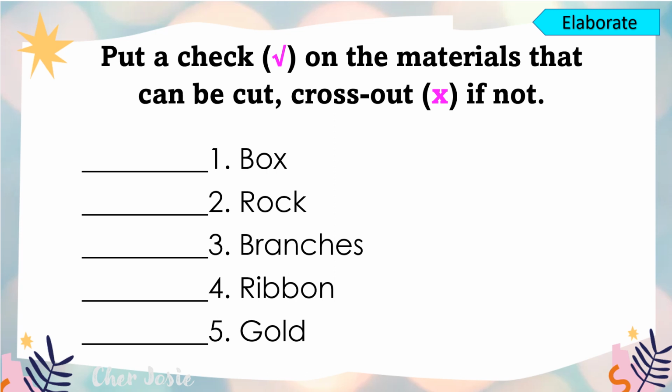Here is the direction. Put a check on the materials that can be cut. Cross out if not. Go. And now, let's check your answers. For number 1, box, the answer is check. What about number 2, rock? That's right, it is an X. What about number 3, branches? Very good, it is check.